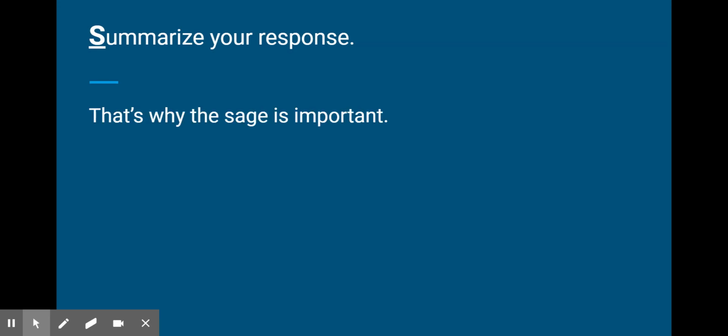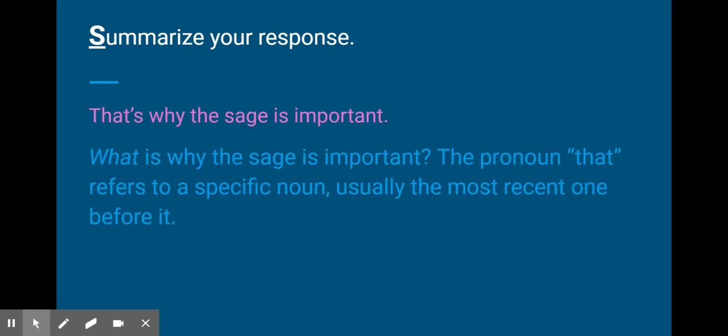Well, one of the most common responses I get out of eighth graders is they don't know how to write the response, so they just come up with this kind of general, generic blanket statement. "Well, that's why the sage is important." That what? What is why the sage is important? And students will often say, "Well, no, my whole paragraph." Well, that's not what a pronoun like that says. That as a pronoun mostly points to the most recent noun before it as its antecedent. That's what it stands for.